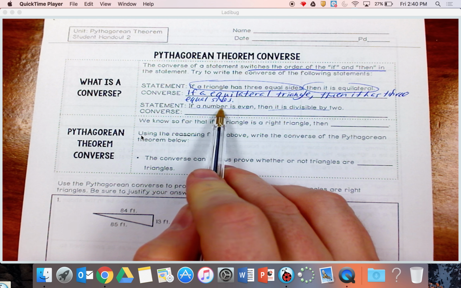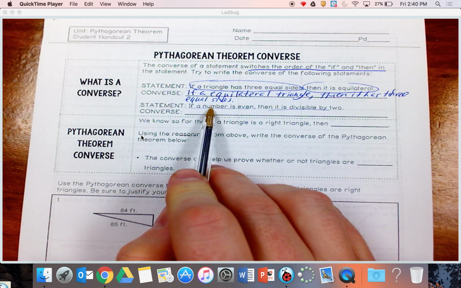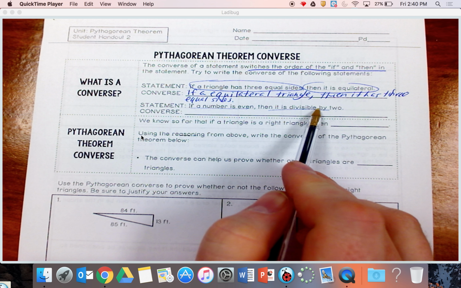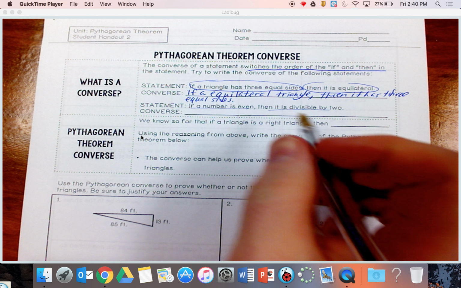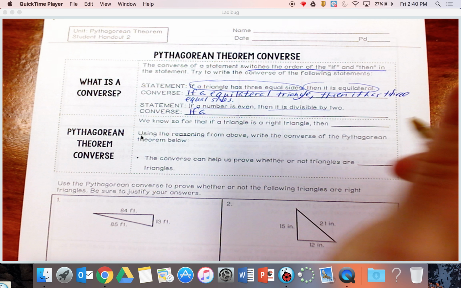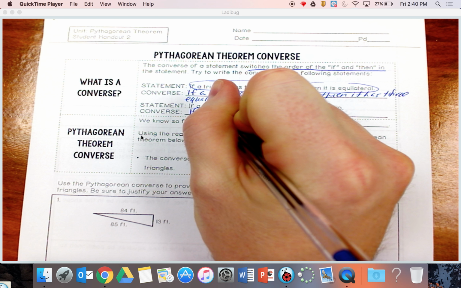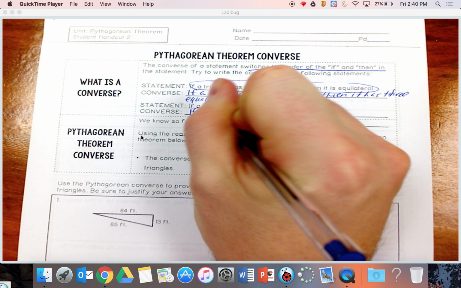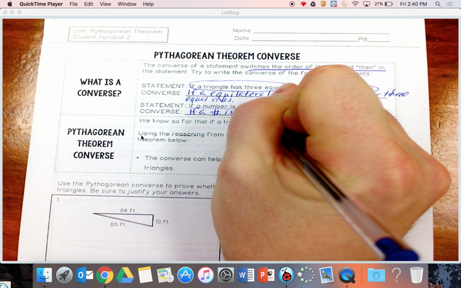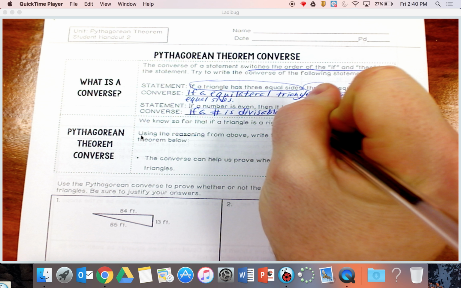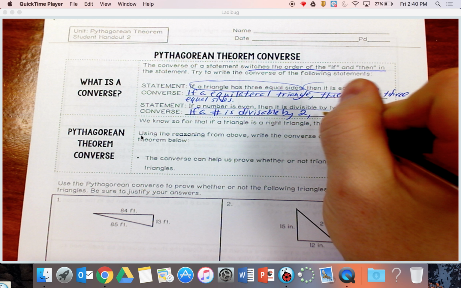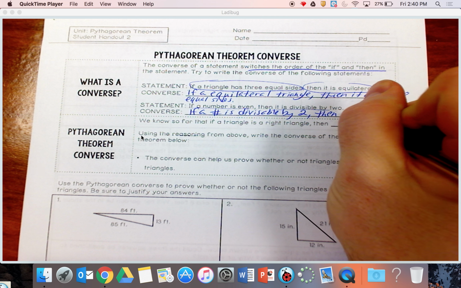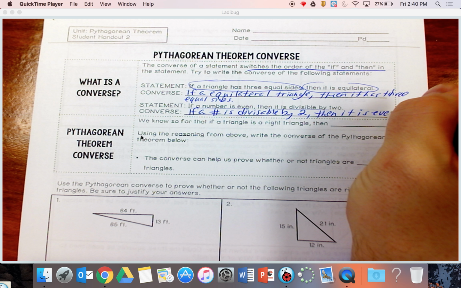It just says, okay, if this is true, then this is true, so then I can reverse it. So it says if a number is divisible by 2, then it is even.